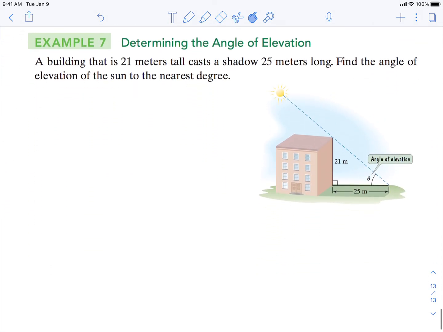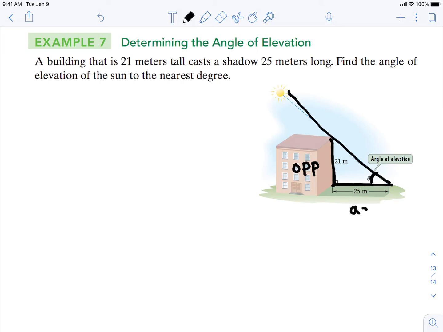So here's example 7. Determine the angle of elevation. A building is 121 meters tall. So here's that height. And it casts a shadow of 25 meters. We want to find the angle of elevation to the nearest degree for that sun. So I'm going to label the sides. 21 meters is side opposite. 25 meters is side adjacent. And then the hypotenuse is unknown. We want to find the measure of this angle right here.